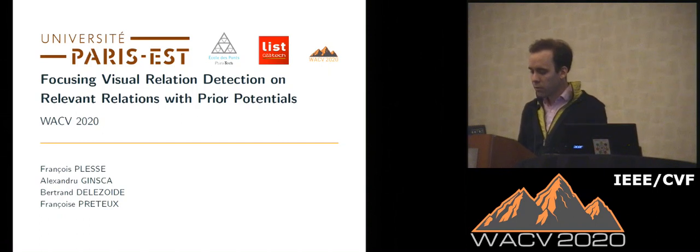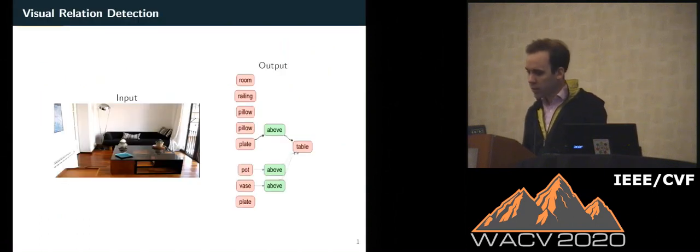The task of visual relation detection consists in extracting a scene graph from an input image. A scene graph is a directed graph where nodes in red represent the detected objects in the image and are labeled with the corresponding classes. The edges in green represent the relations between these objects and are labeled with relation classes, which can be spatial relations, actions, or comparisons.